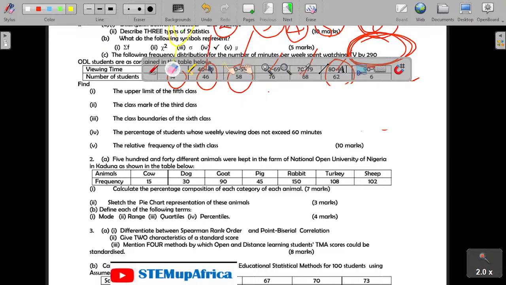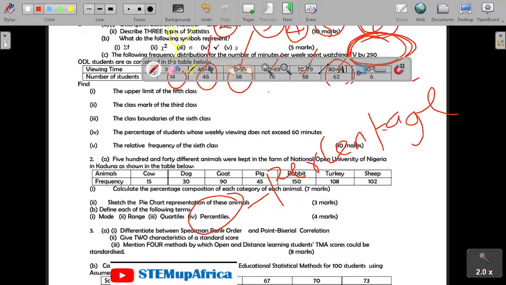Then percentile is taken from the word percentage. So this time around, we are dividing a set of data or numbers by what? By 100. That's what I mean by percentile. And each of them is 1 mark. That is the 4 marks.